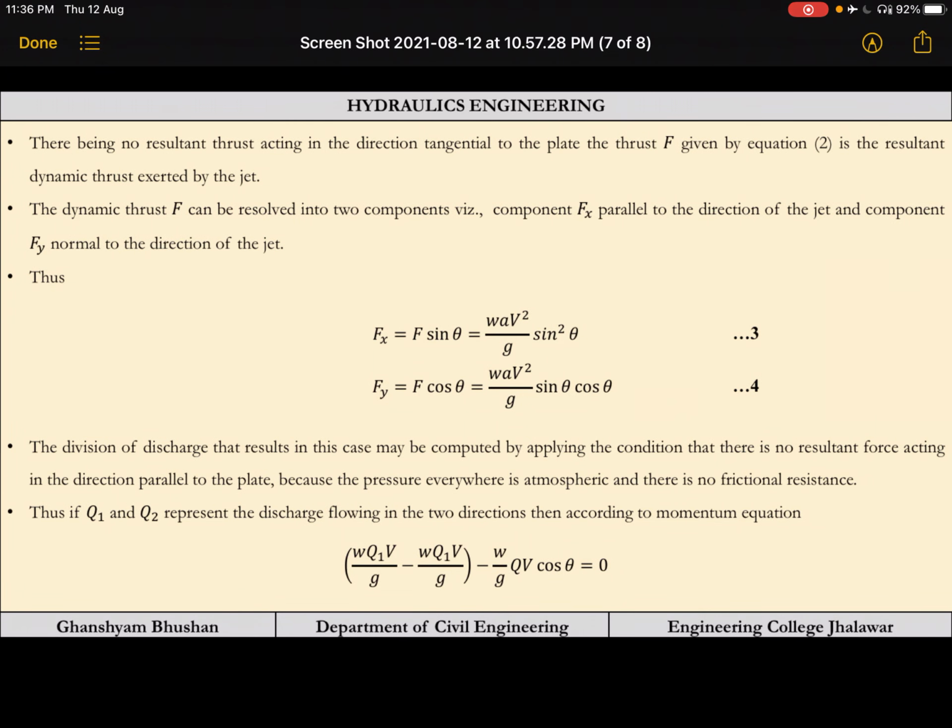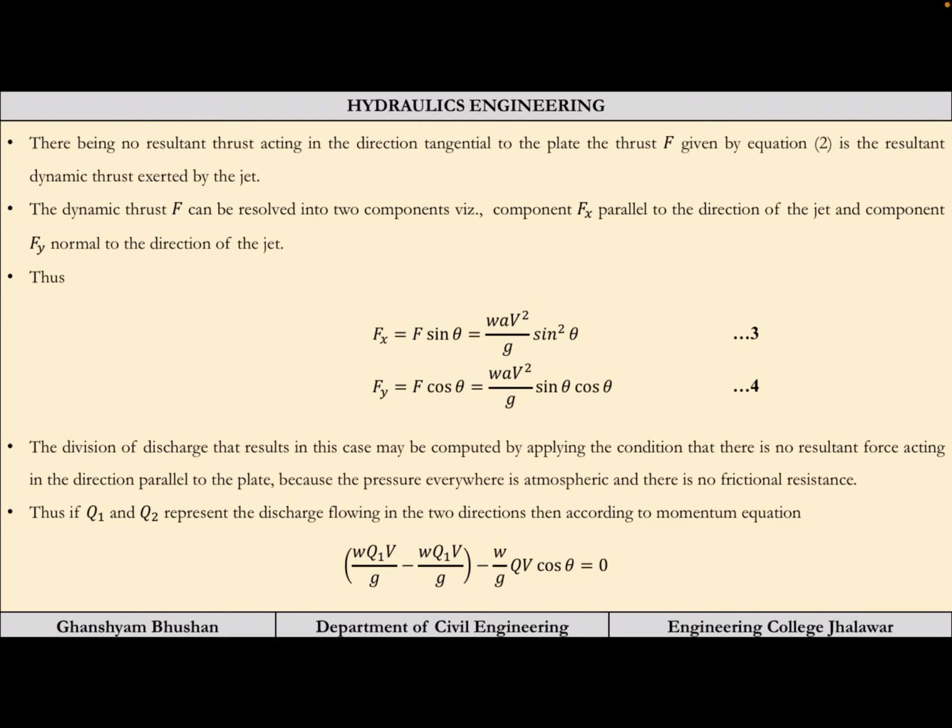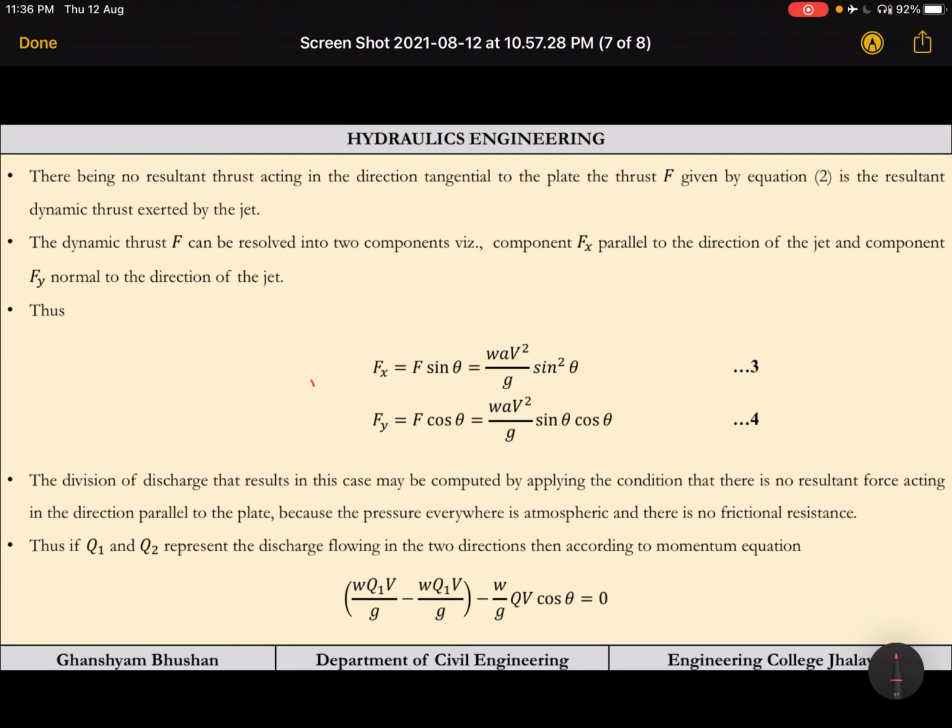Now there being no resultant thrust acting in the direction tangential to the plate, the thrust F given by equation 2 is the resultant dynamic thrust exerted by the jet. So there is only one force, that is capital F. The dynamic thrust F can be resolved into two components, Fx and Fy, which we can easily calculate. Fx and Fy will be F sin theta, F we already know, so one more sin theta term comes, giving sin square theta and sin theta cos theta.